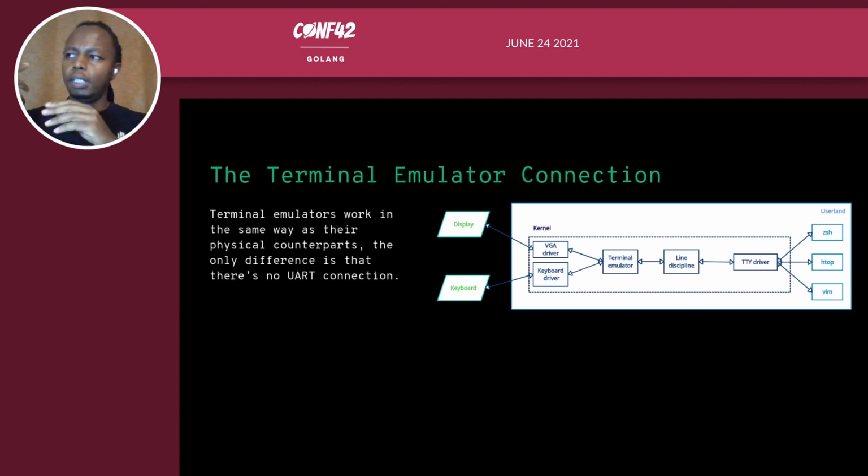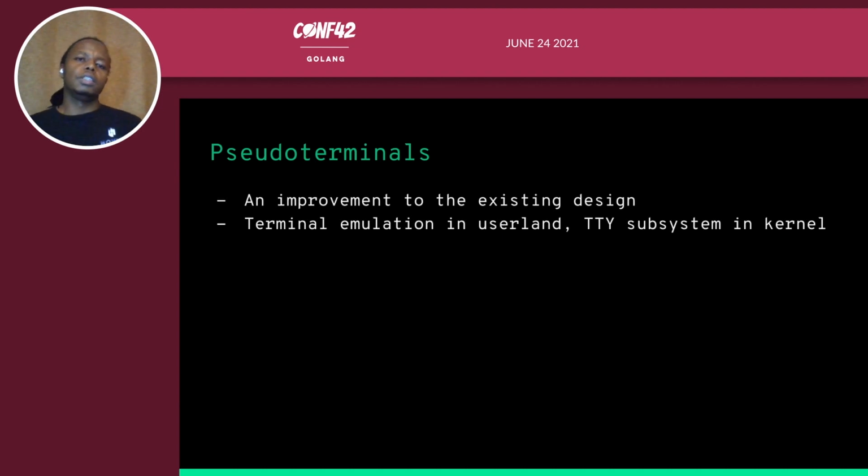Terminal emulators just work in the same way as their physical counterparts, with the biggest difference being that there's no UART connection. There's no physical line between the terminal emulator and the line discipline. So again, in this model as well, the terminal emulator exists in the kernel. One of the biggest constraints with having the terminal emulator in the kernel is that it was a rigid design. Programmers could not build on top of terminal emulators since it resides in the kernel.